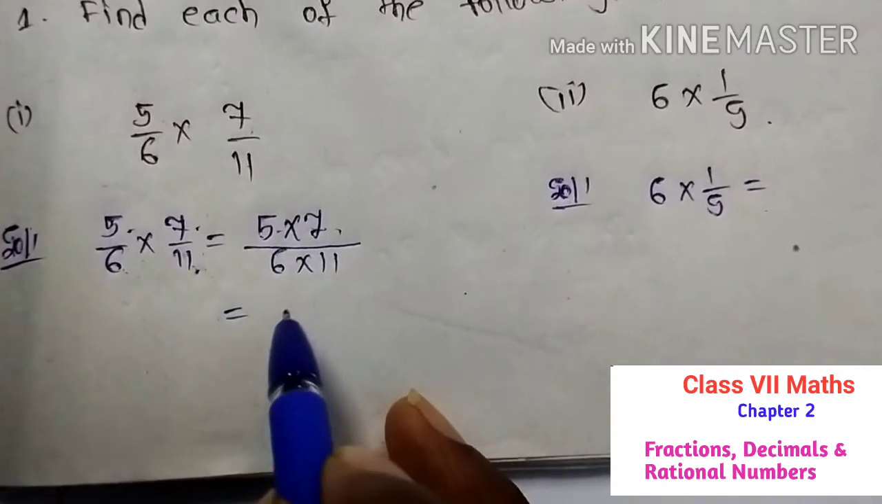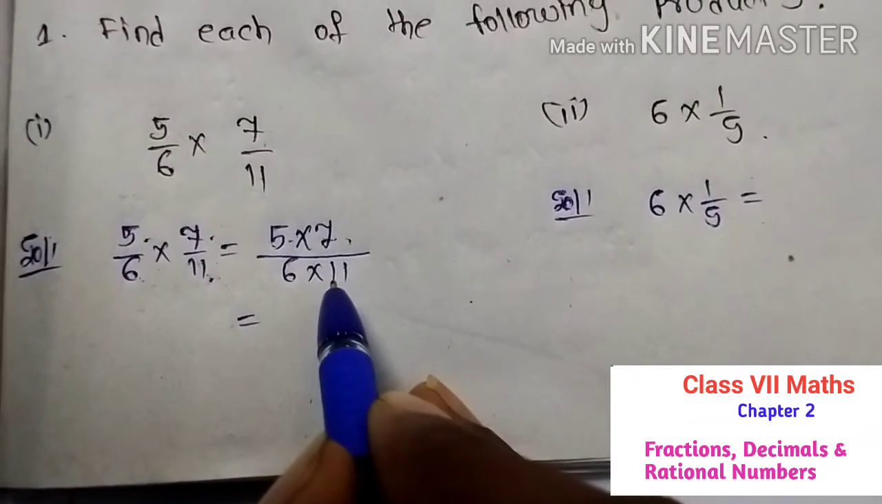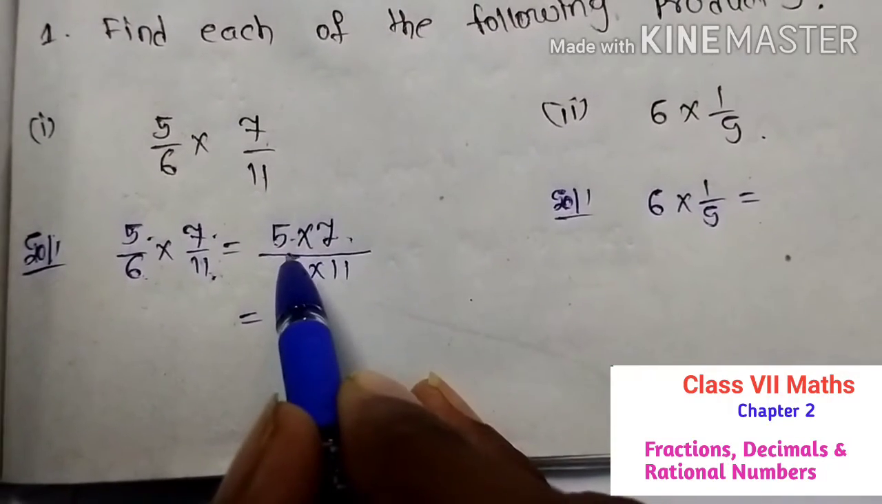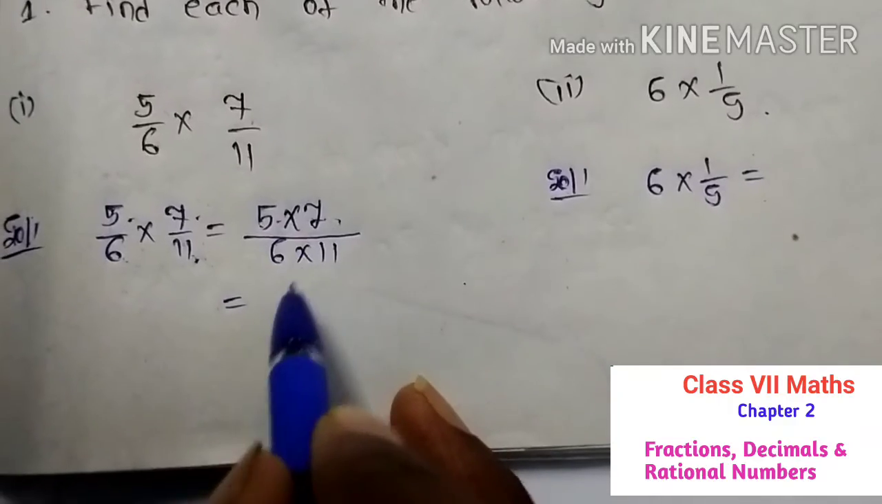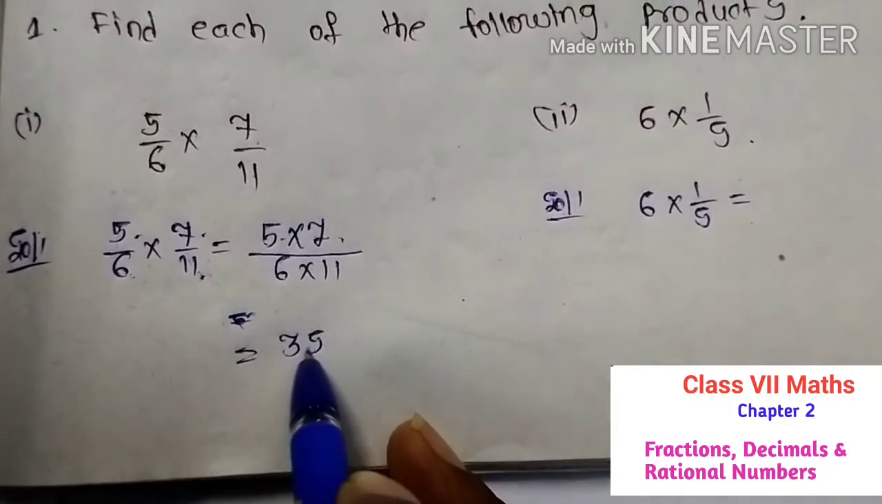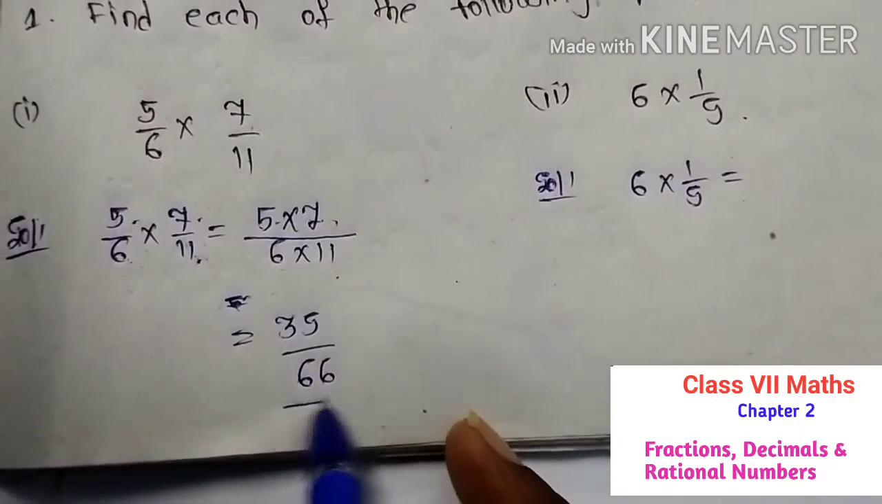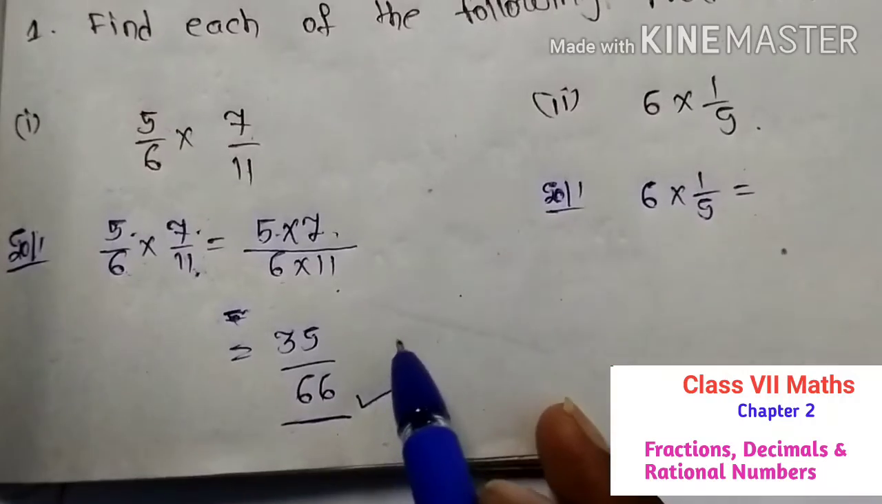You know that 5 7s are how much? See, is it possible to simplify? You can simplify it, but here there is no common factor, so I am writing here 5 7s are 35 by 6 11s are how much? 66. This is your answer.